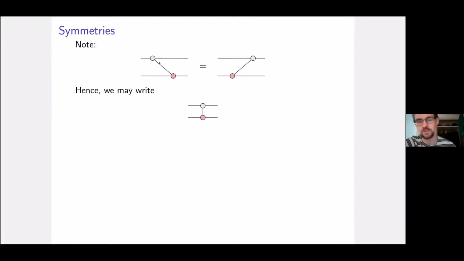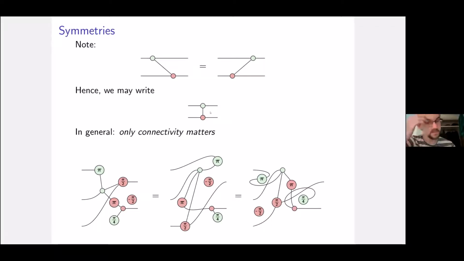And we have these symmetries. So it doesn't matter which way we orient these things. It results in the same linear map, which is why we're allowed to write these horizontal wires. In fact, there's this meta rule for these diagrams that says that only connectivity matters. So we can deform these diagrams any way we want, and as long as we connect the same things to the same things, and we preserve the order of the inputs and the outputs, it represents the same linear map. Okay, so we can treat these things as undirected graphs.